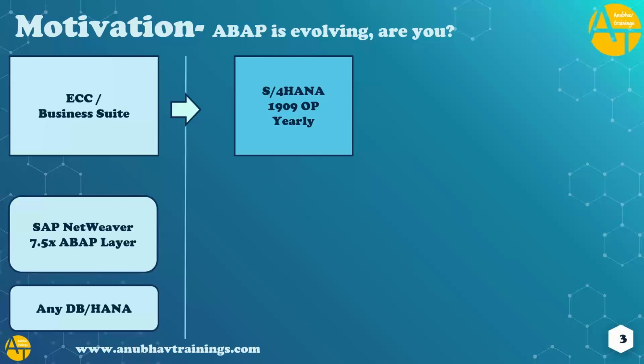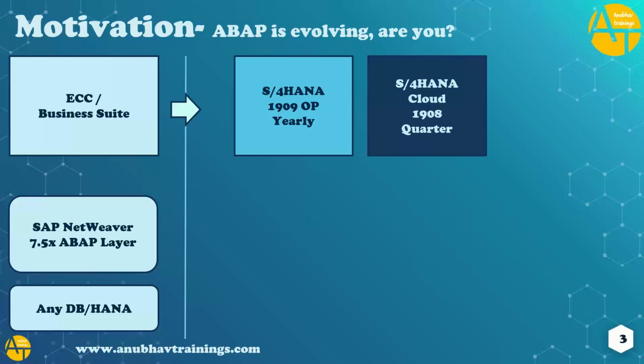So S4HANA is available in two flavors. One is S4HANA on-premise and one is S4HANA Cloud. S4HANA on-premise has a yearly release cycle. However, S4HANA Cloud has a quarterly release cycle, which offers us new features and functionality every quarter.